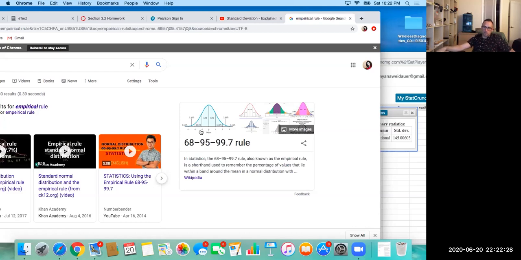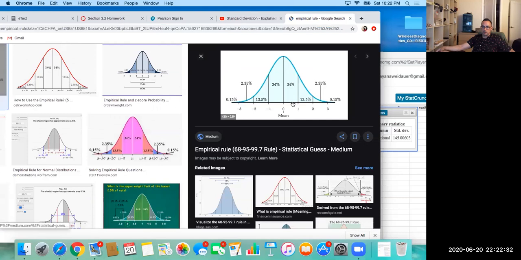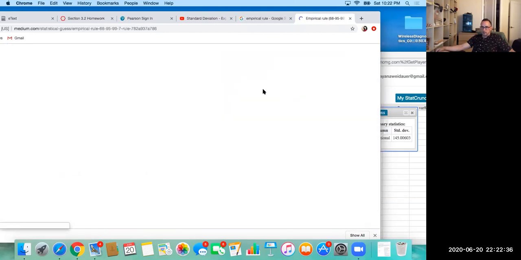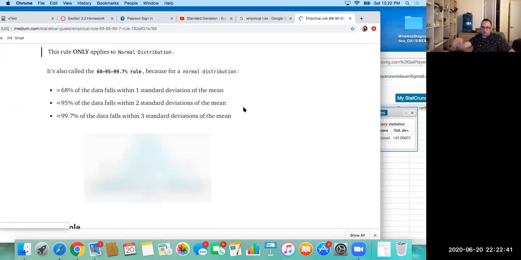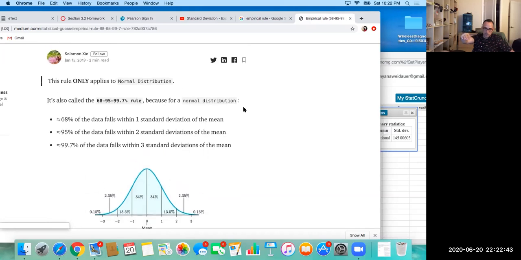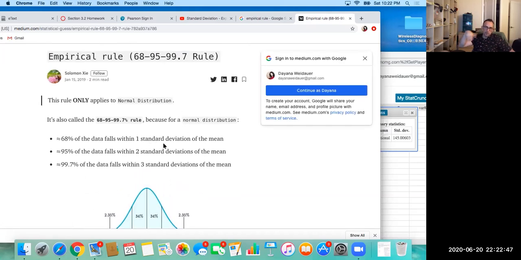I don't know if you can click it to make it bigger. Click any one, like that one, for instance. That's okay. Look at those 3 sentences. 68% of the data falls within 1 standard deviation of the mean. 95% of the data falls within 2 standard deviations of the mean. 99.7% of the data falls within 3 standard deviations of the mean.